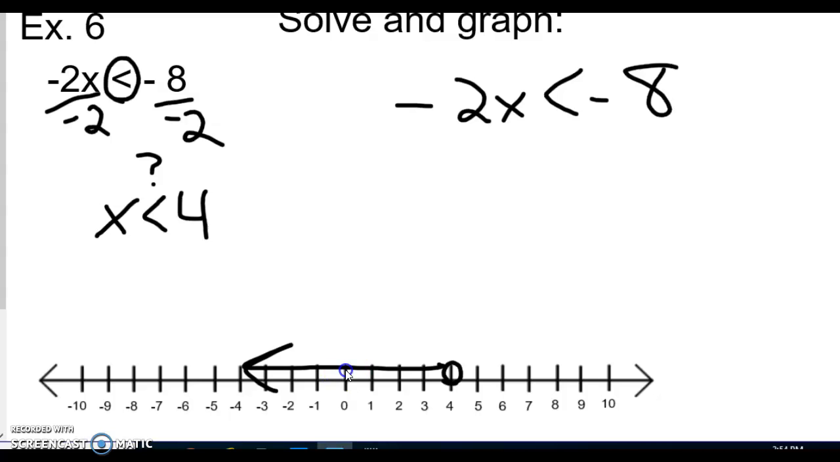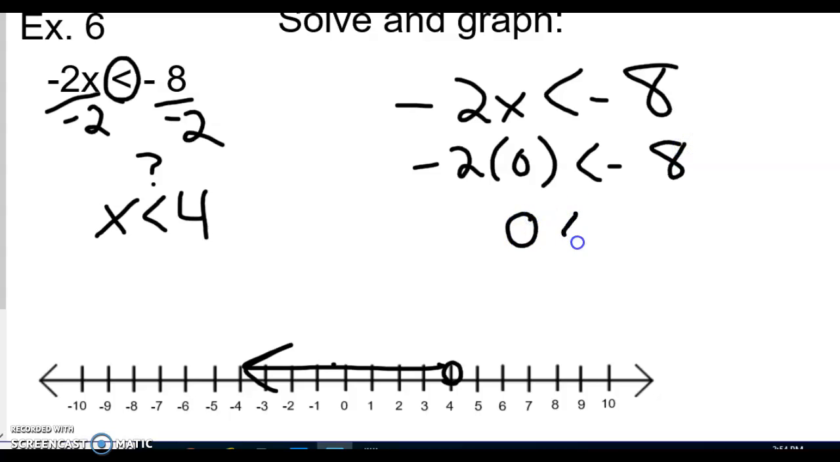Like let's try if x was 0. Is negative 2 times 0 less than negative 8? Well, negative 2 times 0 is 0. Is 0 less than negative 8? No. If we try 1, negative 2 times 1 is negative 2. Is negative 2 less than negative 8? No, also doesn't work.